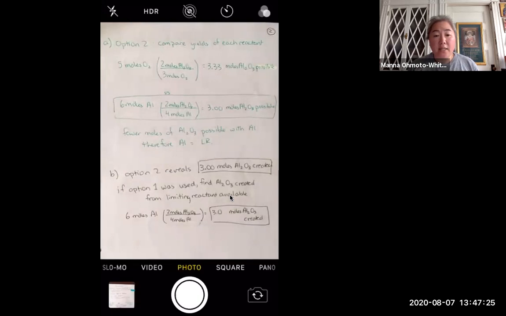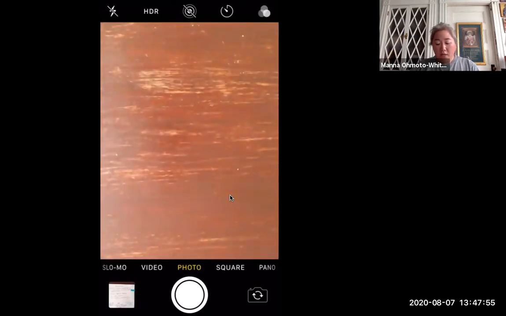The nice thing about these options is that they can help you find out B or C depending on what you used. If you used option 2, you've already answered the question for B: 3 moles of aluminum oxide are created. If you used option 1, you'll have to choose the 6 moles of aluminum and do the stoichiometry to find out that 3 moles of aluminum oxide were created. But fear not, if you used option 1, that helps you solve for C.